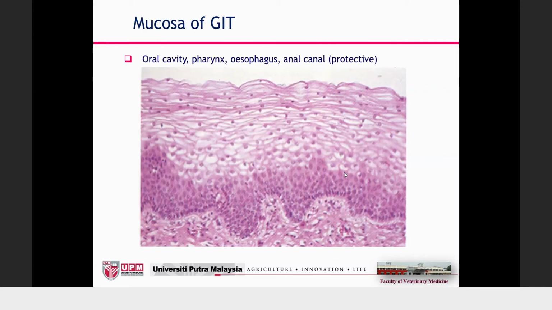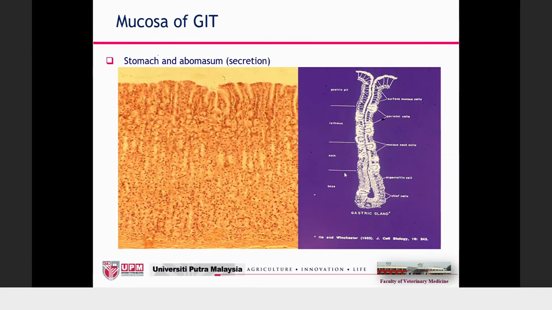This is the epithelial lining of the oral cavity, pharyngeal, esophagus, and anal canals. But when we move further down, the stratified squamous epithelium comprises five strata: basale, spinosum, granulosum, lucidum, and corneum. Now the epithelial lining has changed into more of a granular structure. So this is the very beautiful epithelial lining of the stomach, as you can see from the red.